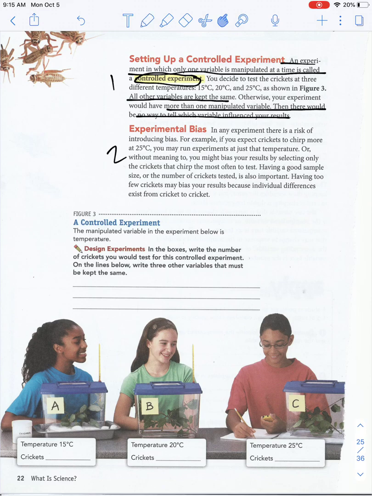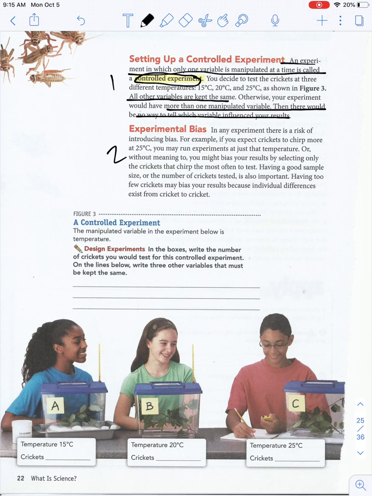Paragraph 2, experimental bias. In any experiment, there is a risk of introducing bias. For example, if you expect crickets to chirp more at 25 degrees Celsius, you may run experiments at just that temperature. Or, without meaning to, you might bias your results by selecting only the crickets that chirp the most often to test. Having a good sample size, or the number of crickets tested, is also important. Having too few crickets may bias your results because individual differences exist from cricket to cricket.